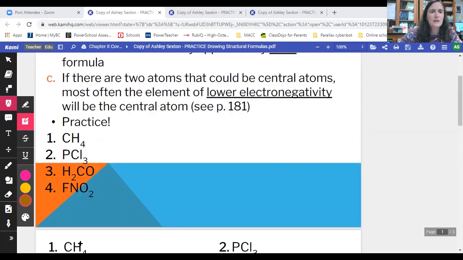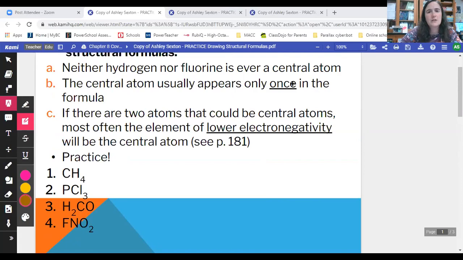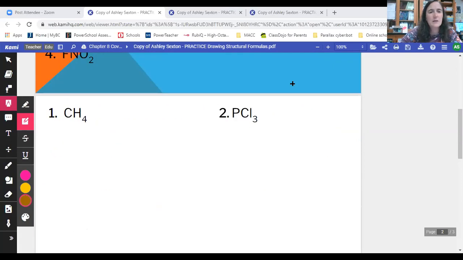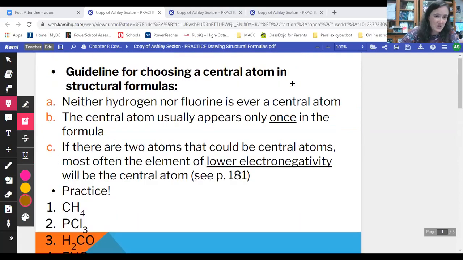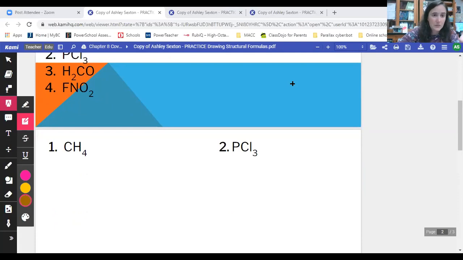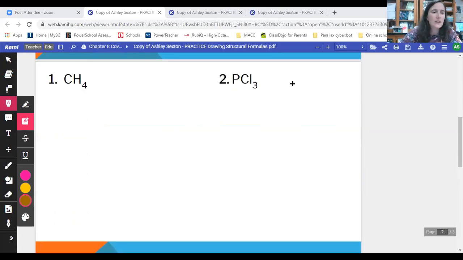Rule number 1 says hydrogen and fluorine is never the central atom. Well, hydrogen can't be the middle, so we know it's got to be the next one. So 2, or B, it says the central atom usually appears only once, and that would be carbon. Yay! So we would then write carbon.